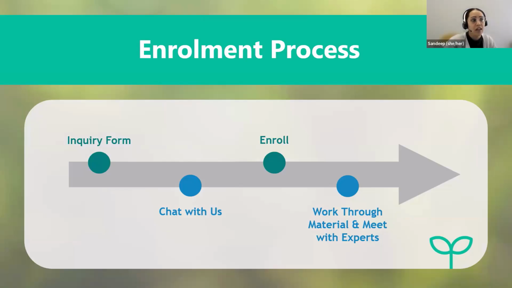And at that time, if the lab is feeling like this is something you want to participate in and will benefit from, we can move on to an enrollment process, which is basically the administrative portion of getting things going. We'll set up your account.